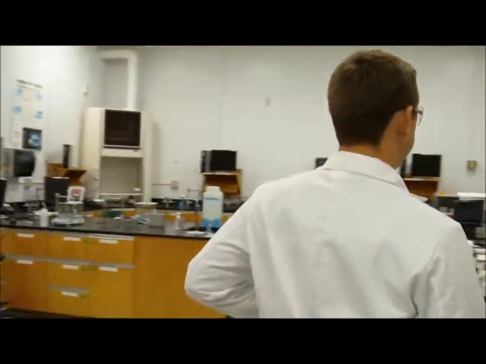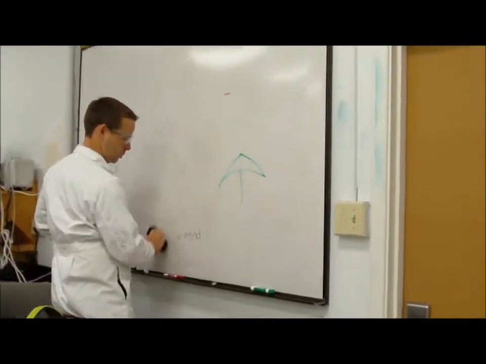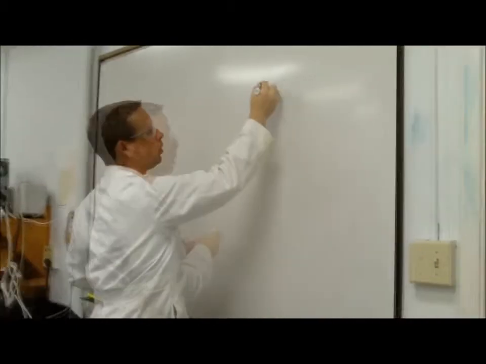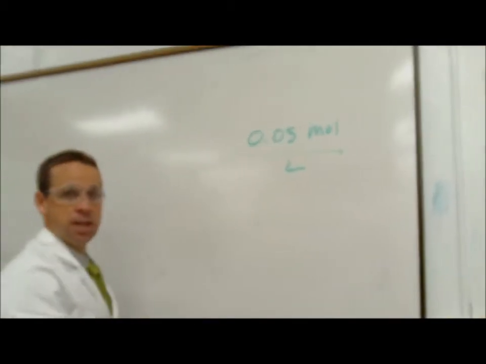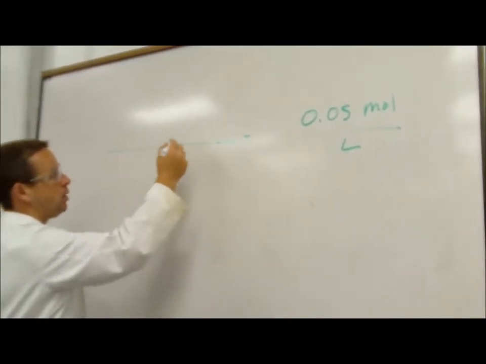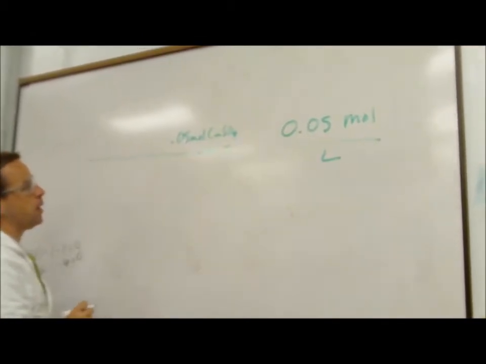Okay, so I'm going to start off by making a 50 millimolar, which is 0.05 moles per liter, or 0.05 molar solution of copper sulfate. I want 0.05 moles per liter. That's what I said, a 50 millimolar or 0.05 moles per liter solution. So I need 0.05 moles of copper sulfate, correct?